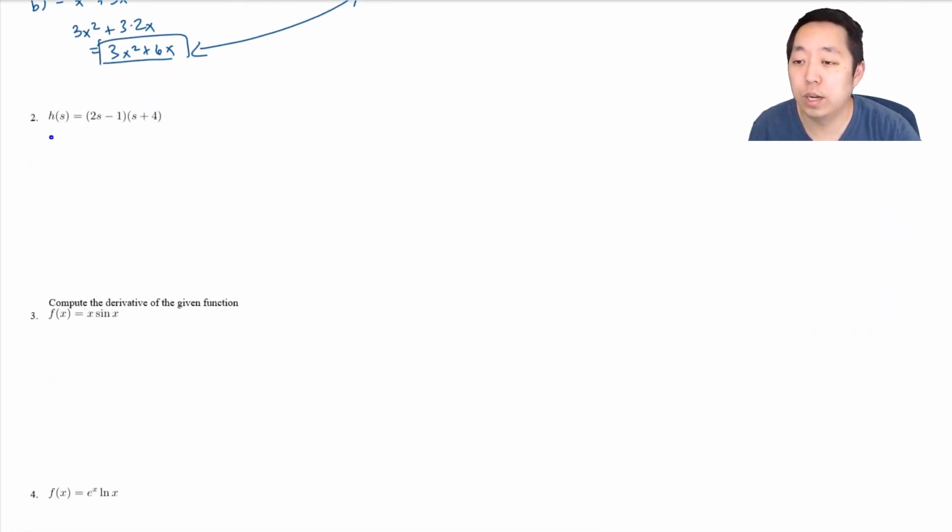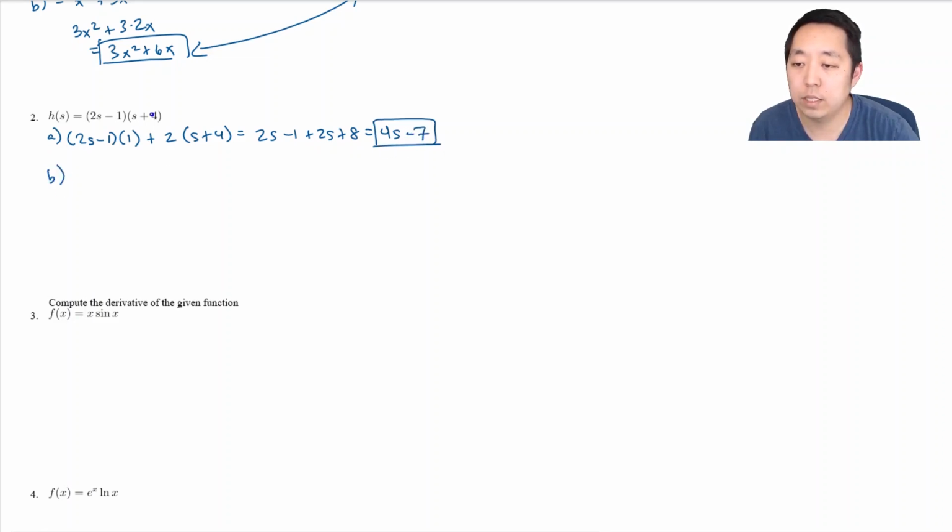So let's do product rule for this. I'm going to do this one, 2s minus 1 times the derivative of this. The derivative of s is just 1, and the derivative of 4 is 0. So I just have 1, plus the derivative of that, which is 2 times s plus 4. And if I were to distribute everything, this would be 2s minus 1 plus 2s plus 8. The s's combine to become 4s. Negative 1 plus 8 is plus 7.